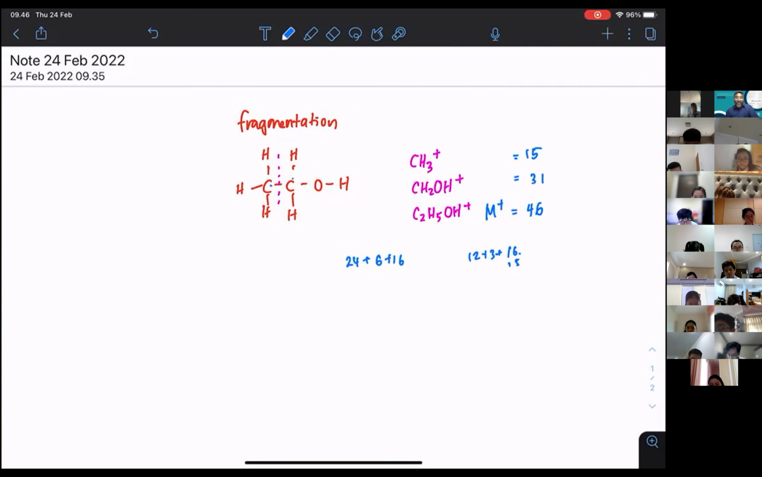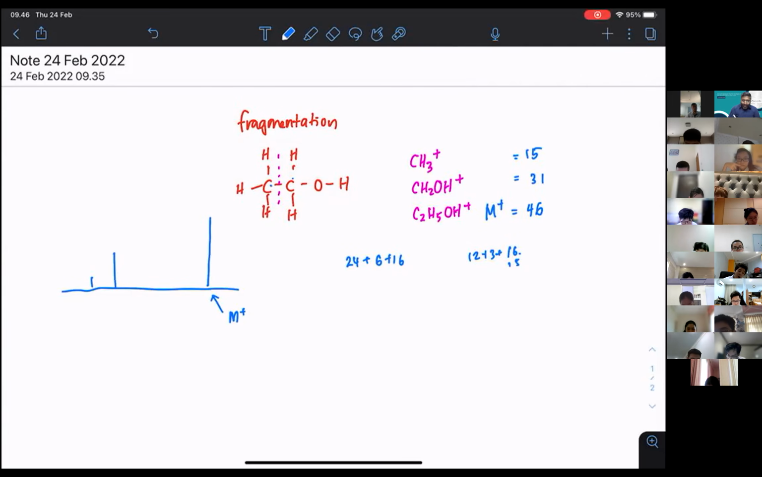So the important part to note is, if you have a mass spectrum and a peak towards the most right hand side of your spectrum, that is most likely going to be your molecular ion, the one that is the bigger number. That doesn't mean that it must be the biggest peak or tallest peak.